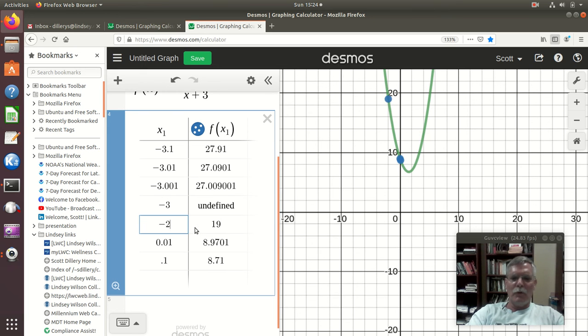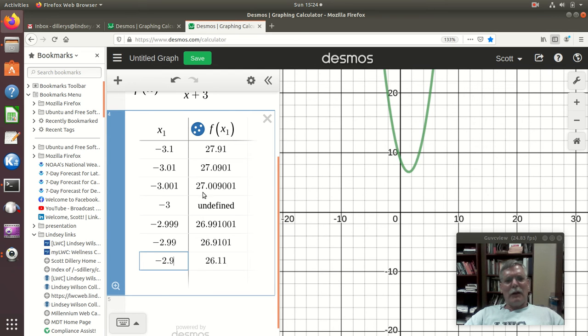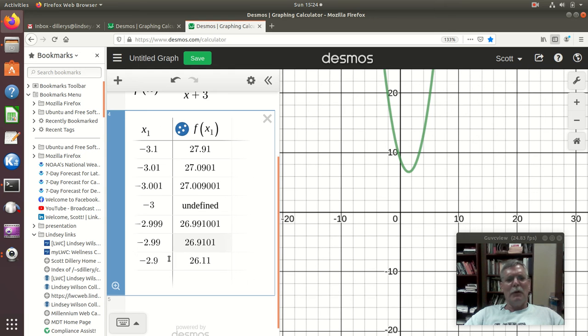And I could do the same sort of thing, or I could put in my minus 2.999, and then here minus 2.99, and finally minus 2.9. And as I look at those, it seems like these are heading toward 27, these are heading toward 27. So life is wonderful. I can use that table and declare my answer to be 27.